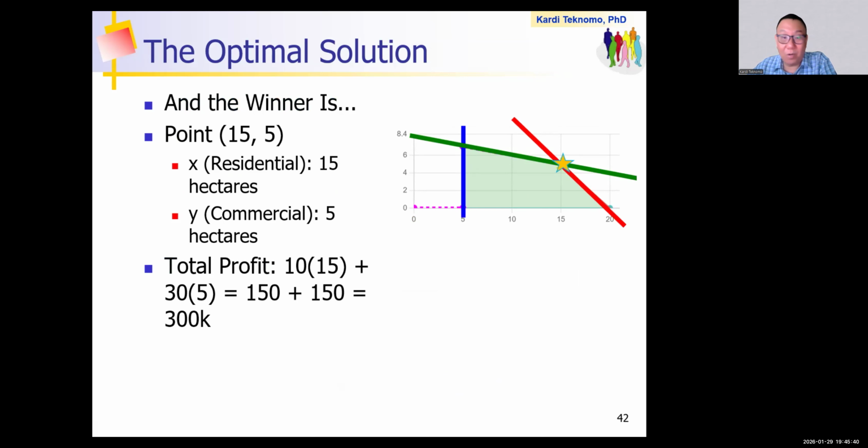So what is the total profit? You just input it into the objective function. So 10 times 15, plus 30 times 5. This is the amount of tax. So 300K is the maximum tax that you can get from this district. Mathematically, this is the best possible city we can build given the rules. Clear, yeah?